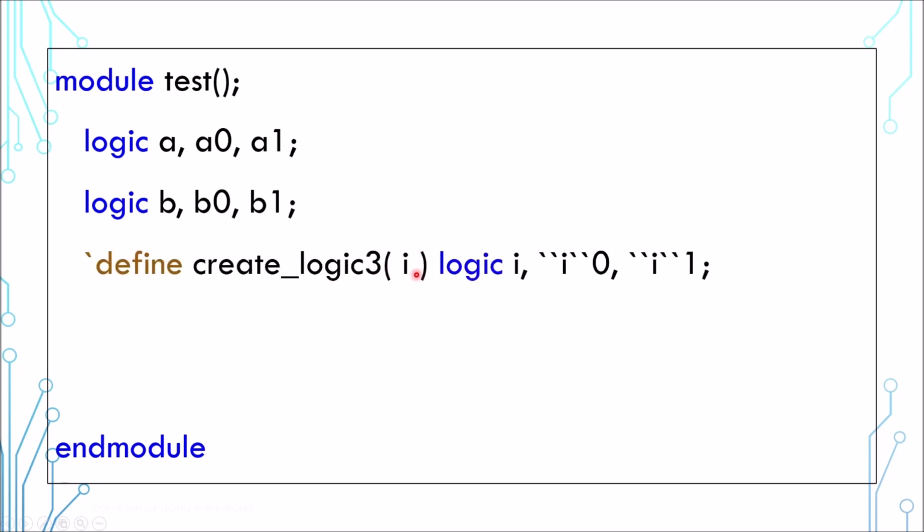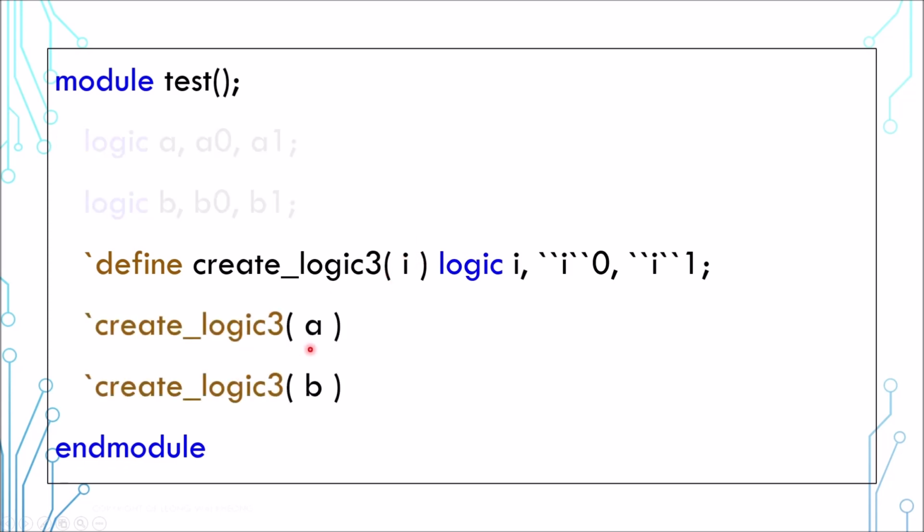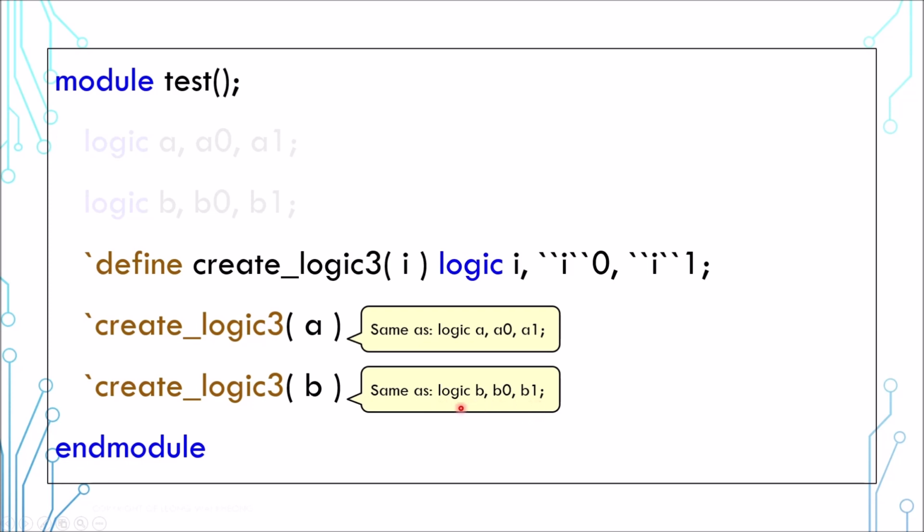If we use the macro like this, it is the same as declaring logic A, A0 and A1, and this is declaring logic B, B0 and B1. Note the double ticks here. This one does not require double ticks, and yet these tools have them.